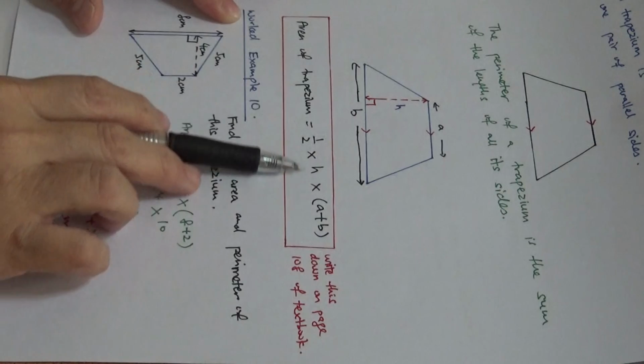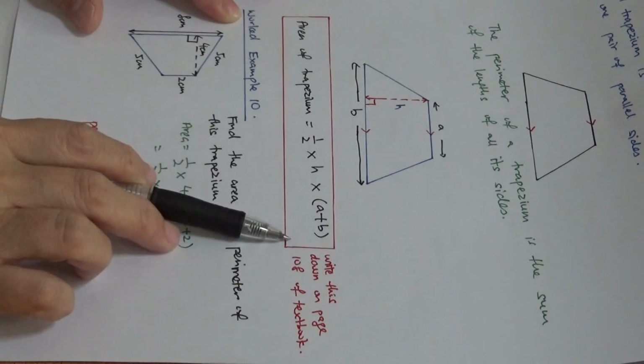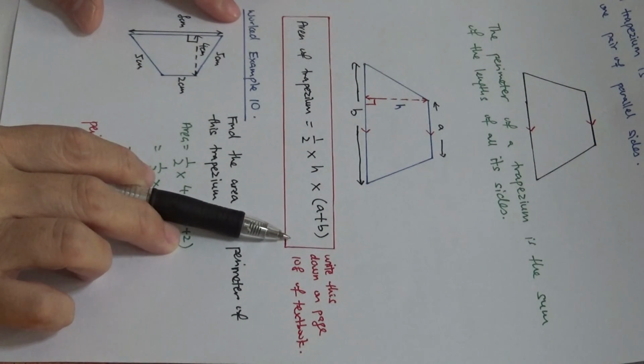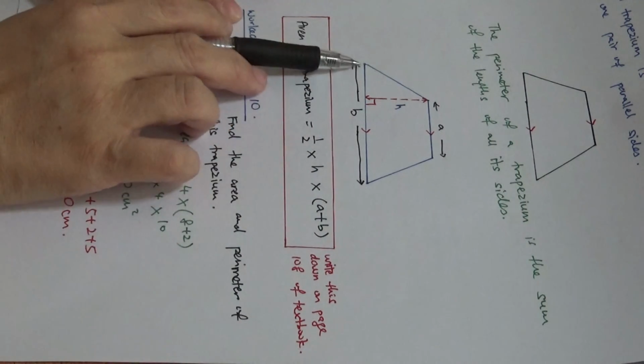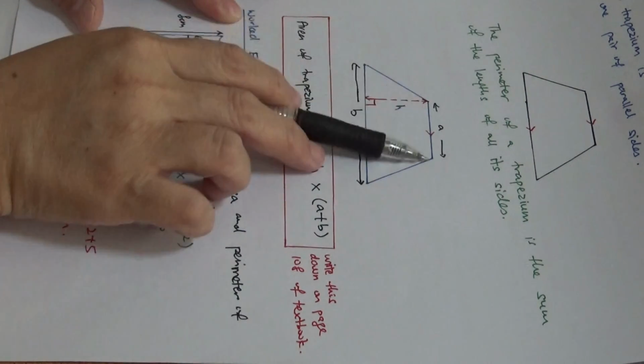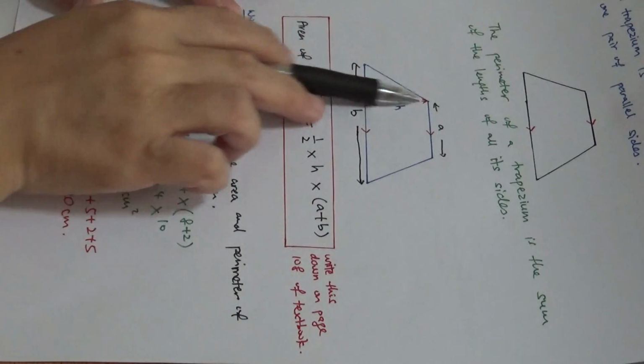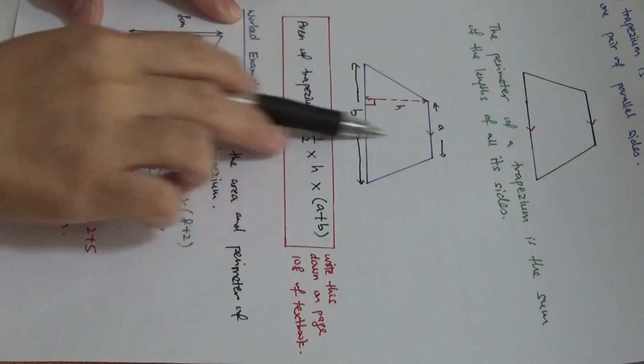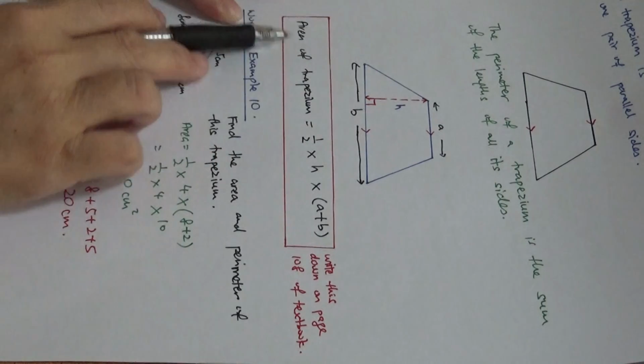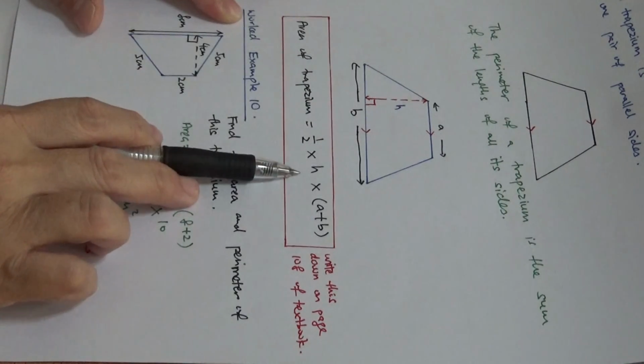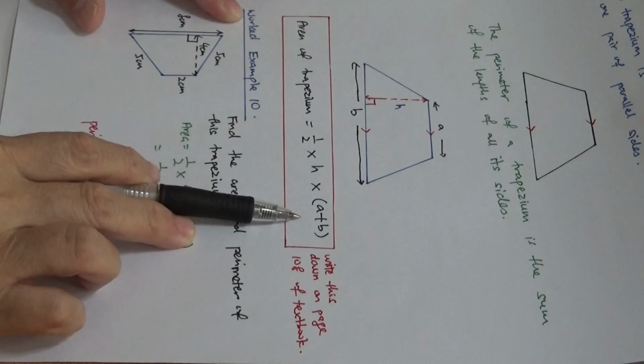Can you write this short form down instead of the formula given on page 108? Write it below the formula that is given on page 108. Okay, so first of all, we identify the two parallel sides, and the height must be perpendicular to the two parallel sides. So area of trapezium is half times height times sum of parallel sides.